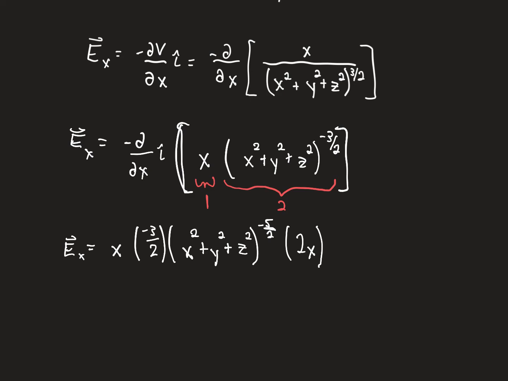So that's the first variable times the derivative of the second. Now I need to take the second and multiply it by the derivative of the first. So I take that second part, x squared plus y squared plus z squared, raised up to the negative 3/2. Then I take the derivative of the first variable. What's the derivative of x? 1. Just 1.